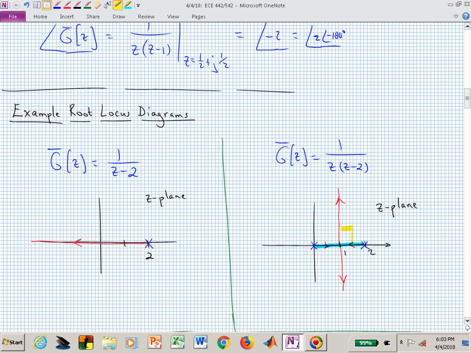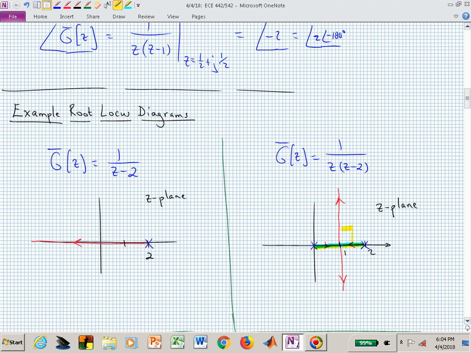The branch of the root locus is the vertical line up and the vertical line down. Well, this is one branch and this is another. So we have four pieces, but actually two branches. We always have the number of branches that we have poles.